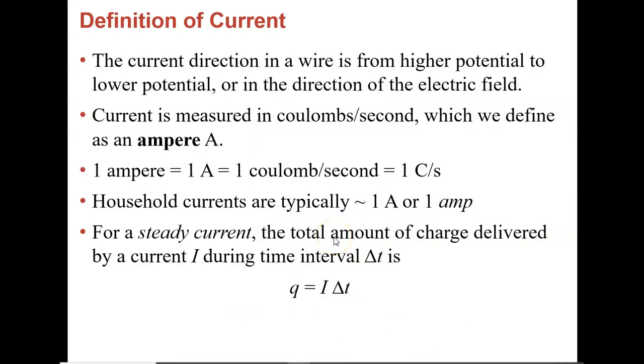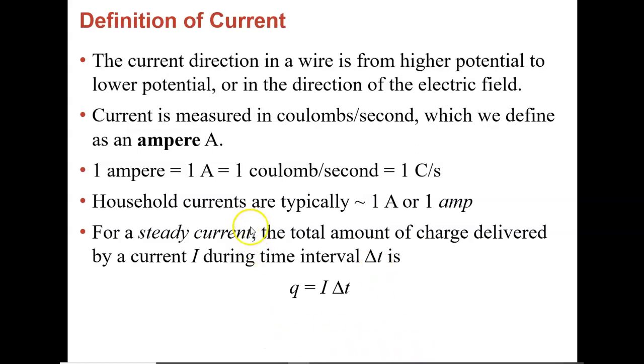The current direction is from higher potential to lower potential, or the direction that the electric field is ultimately going. Current is measured in coulombs per second, which is abbreviated amperes. So 1 amp is 1 coulomb of charge passing by every second. Think back to 1 electron being 1.6 times 10 to the negative 19 coulombs. That's a lot of electrons passing by in a given second. Most of your household appliances are typically about an amp.